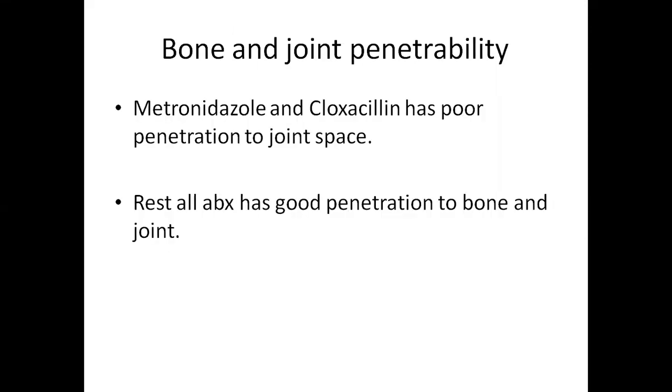The next common thing is bone and joint penetrability. Apart from metronidazole and cloxacillin, which have poor penetration to the joint space, all the rest of the antibiotics have good penetration to bone and joint. So there is no confusion here; you can use whatever antibiotic you want.